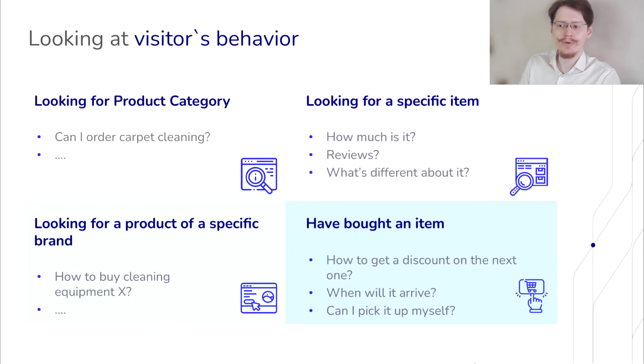If the client looks for a specific brand, you need to be able to provide it. You need to be able to search through the website by a specific brand. If the client has bought an item, he might be interested in how to get a discount on the next buy, when his package will arrive, can he pick it up himself. This is something you need to add to your website to be helpful.